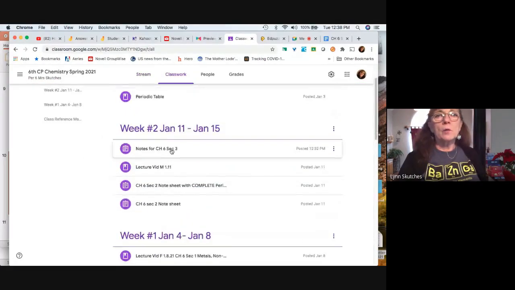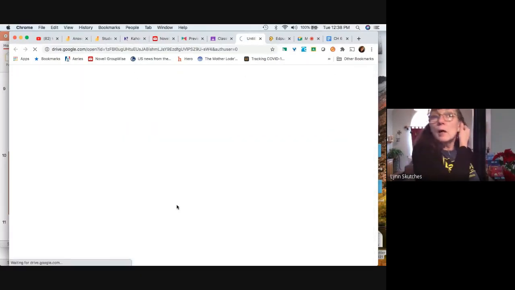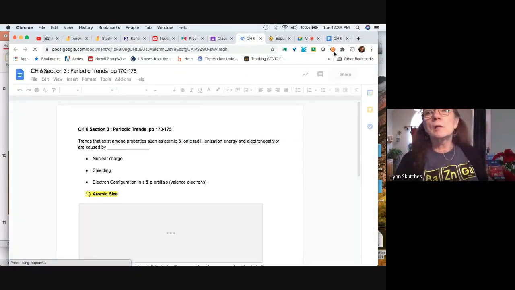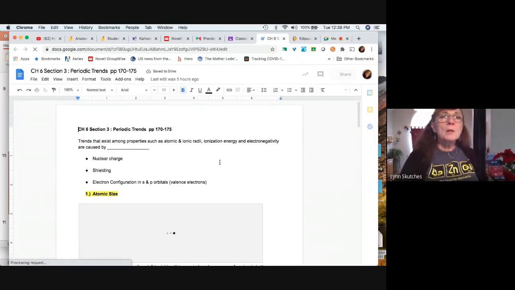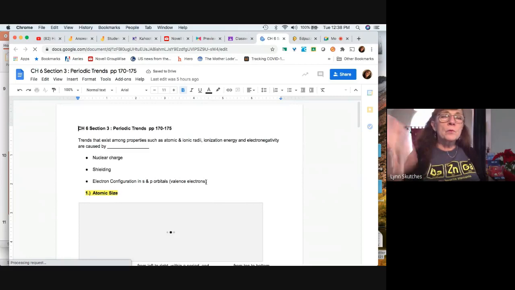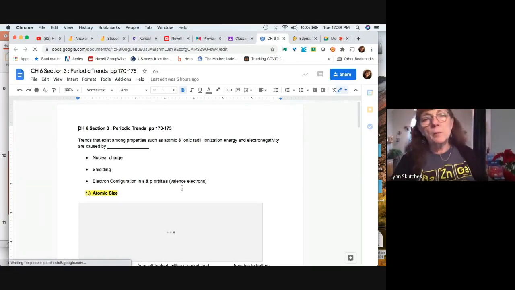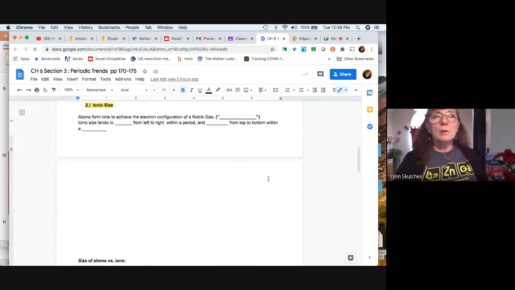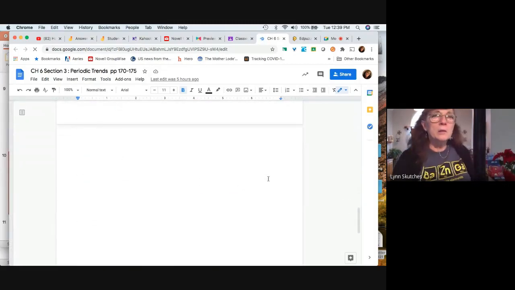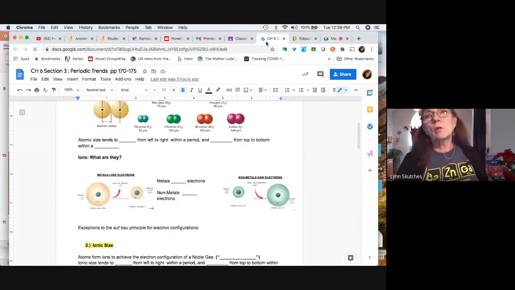In your classwork feed, you should have gotten a copy of this document. So it's a note sheet for you. Again, you don't have to use it. Writing with paper and pencil is probably better, but this will be in your stuff for the class, so you can have an easier time reviewing, hopefully.